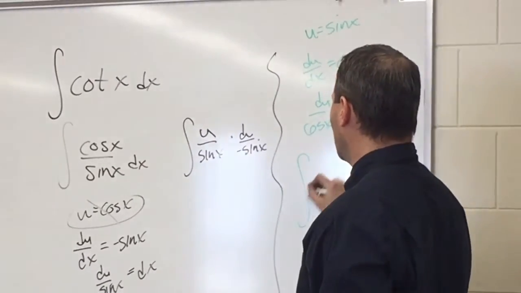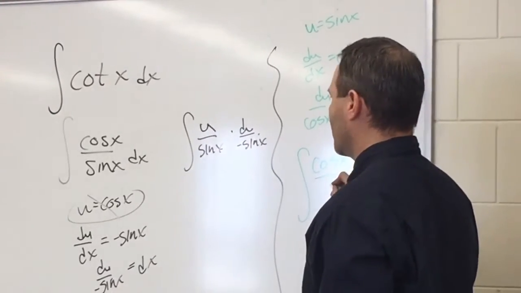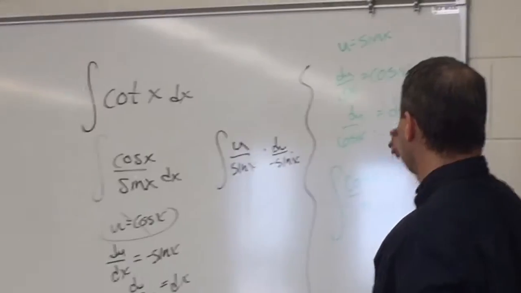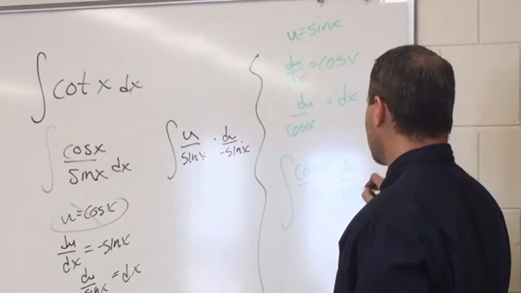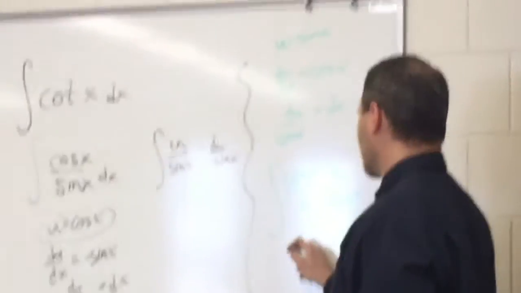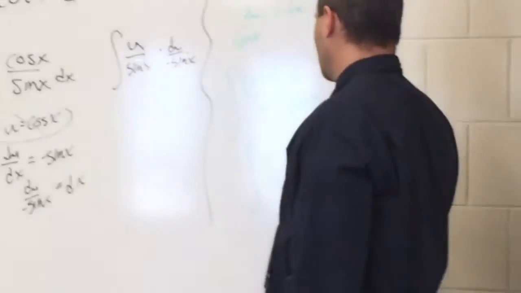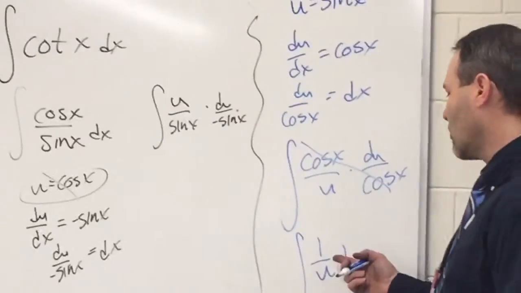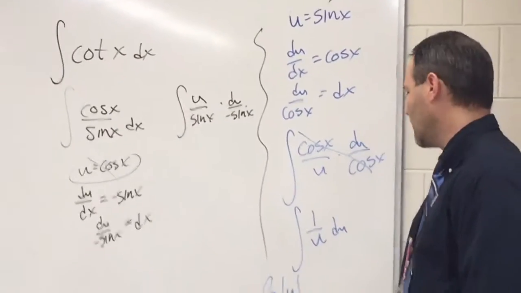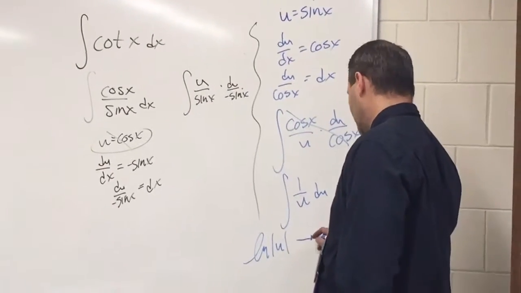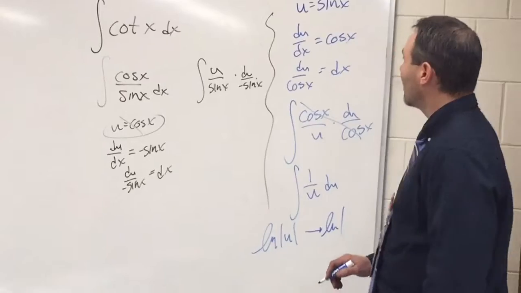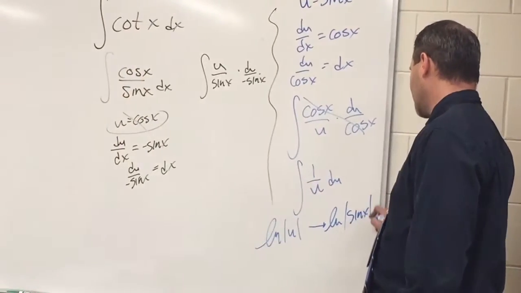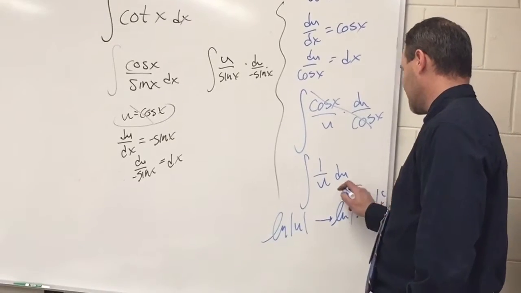So it's the integral of cosine x over u. And dx is du over cosine x. Look at that. It's the antiderivative of 1 over u du. What's that? The antiderivative of 1 over u is natural log absolute value of u. Natural log absolute value of u is sine x plus c.